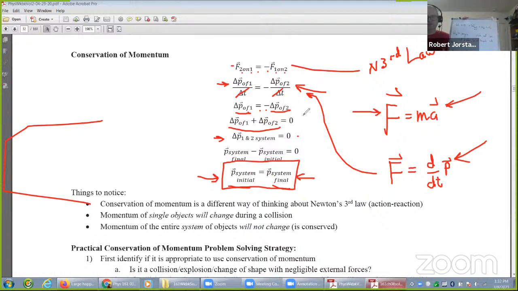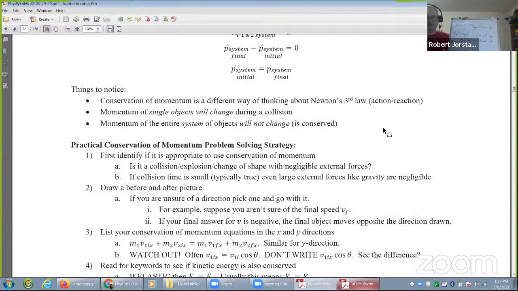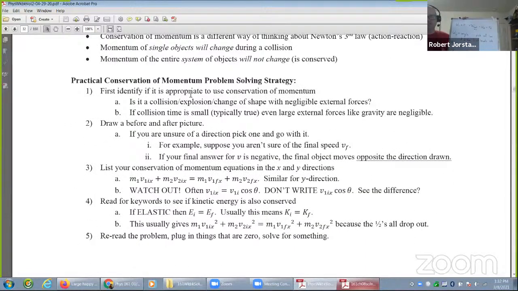So here are some practical considerations for solving momentum problems. Okay. First, is it appropriate? These are the situations right here. If these things are true, usually you could do a momentum problem. Is it a collision or an explosion or a change of shape with negligible external forces? Do me a favor and underline that. It's not obvious when external forces are negligible. That's what I'll show you when we start doing problems. When can you ignore external forces? Now, if the collision time is small, even large external forces can sometimes be considered negligible.